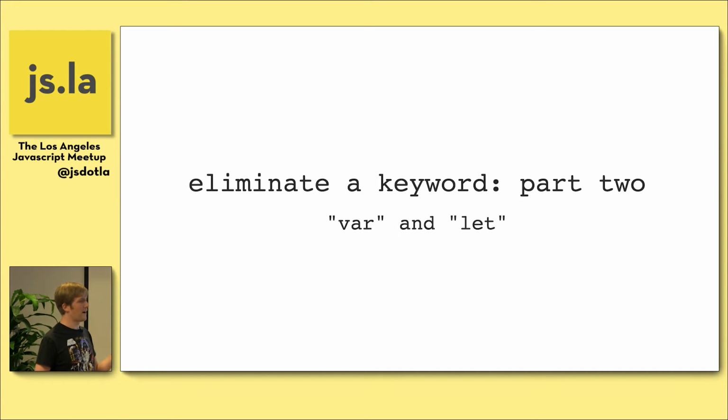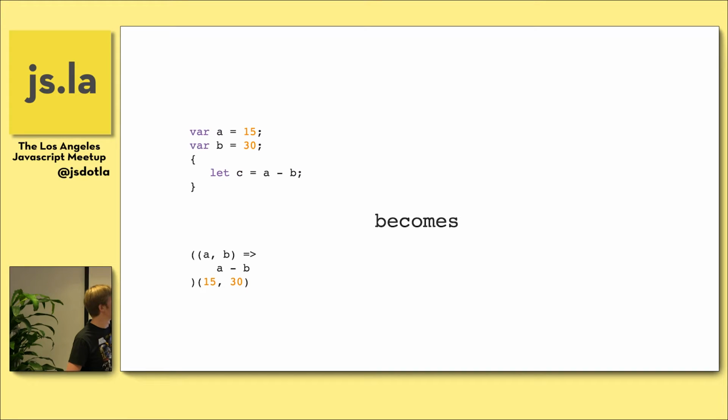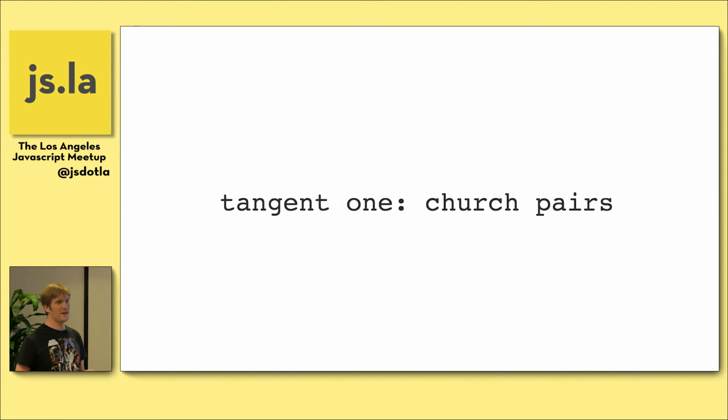There's a technique where anytime you are declaring a variable, you can actually just wrap that whole thing in a function, and that is its own scope. And so anytime you'd have var a equals 15, var b, let c, you can just have an anonymous function, have 2 parameters, a and b. Those are accessible, and then pass 15 and 30. You're following me? We're all on the same page. OK, cool.